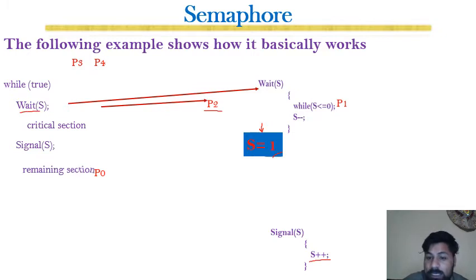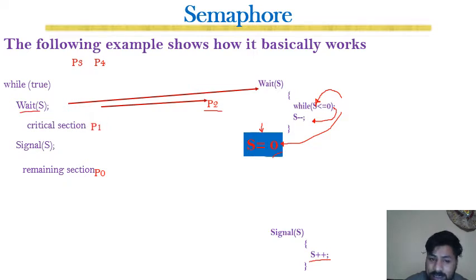As I already said, p1 is watching the value of s every now and then, and as soon as it notices that the value of s is no longer 0, it will decrement the value of s. The next value will become 0, and p1 will enter the critical section, because it is done with everything.